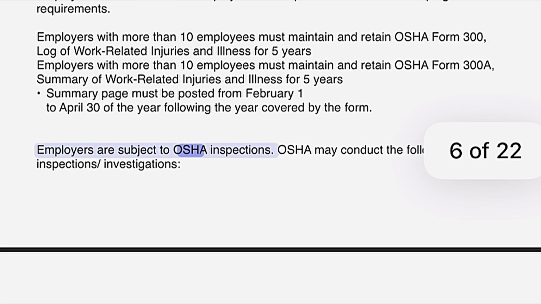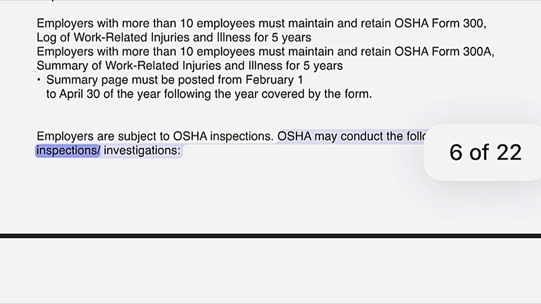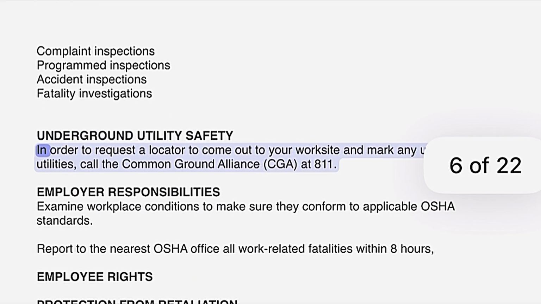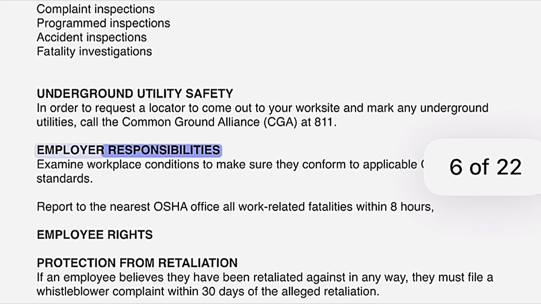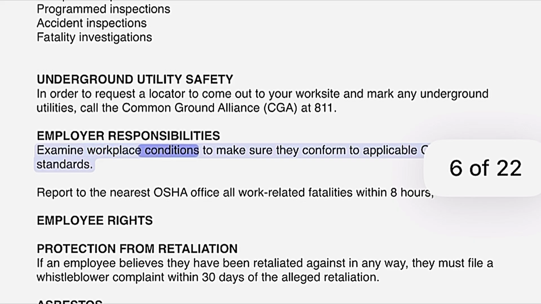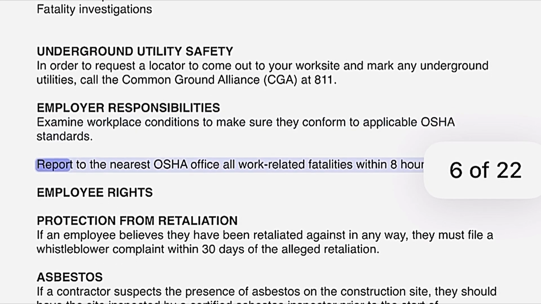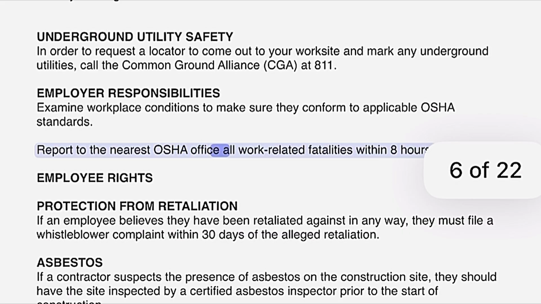Employers are subject to OSHA inspections. OSHA may conduct the following inspections and investigations. Underground utility safety: in order to request a locator to come out to your work site and mark any underground utilities, call the Common Ground Alliance, CGA, at 811. Employer responsibilities: examine workplace conditions to make sure they conform to applicable OSHA standards. Report to the nearest OSHA office all work-related fatalities within 8 hours.